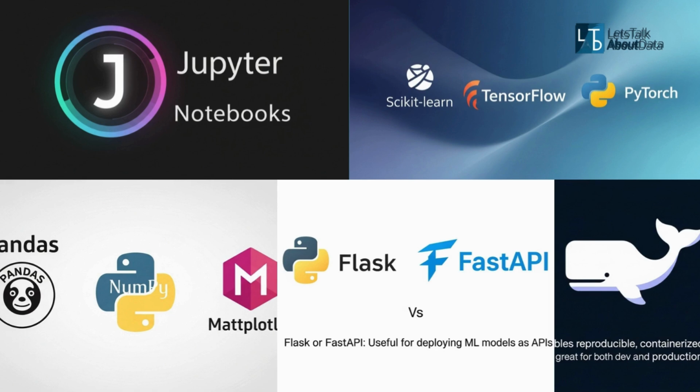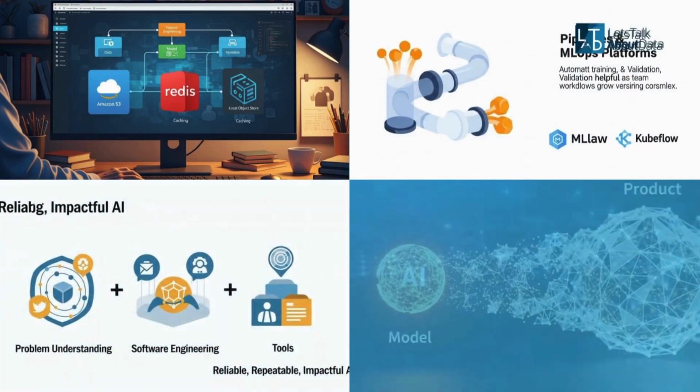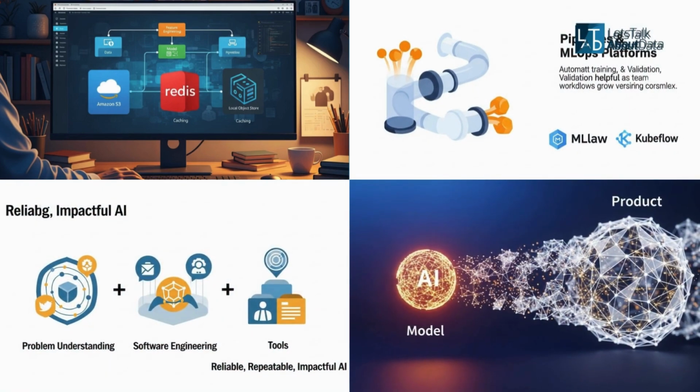Flask or FastAPI, useful for deploying ML models as APIs. Docker, enables reproducible, containerized environments, great for both dev and production. Git, version control is non-negotiable for collaborative, trackable work. S3, Redis, or local object stores, for storing and managing datasets and model artifacts.